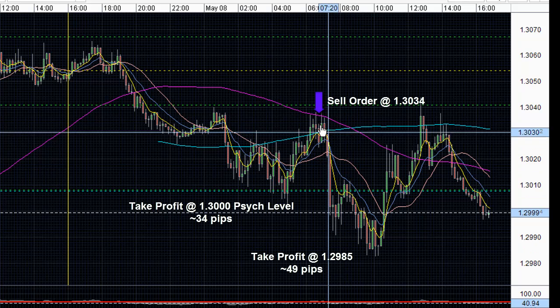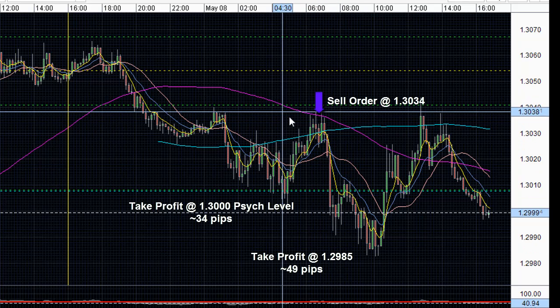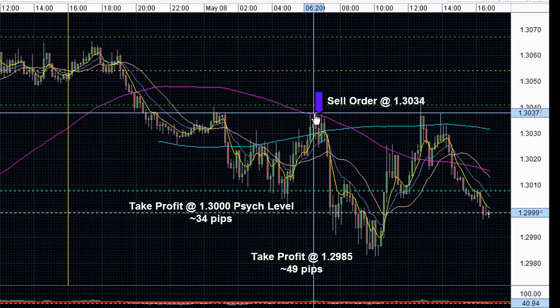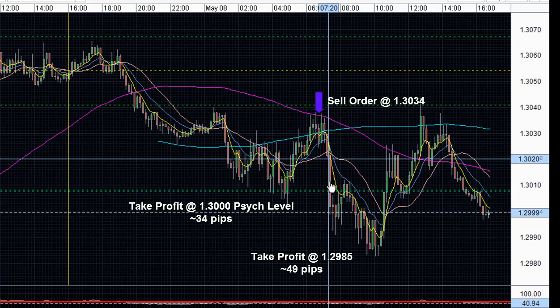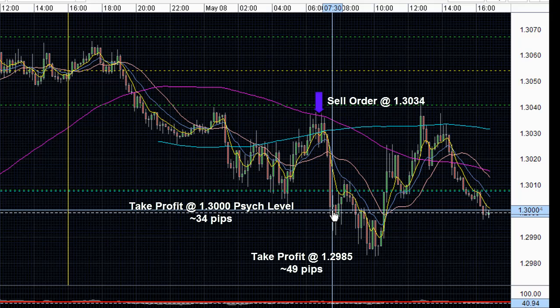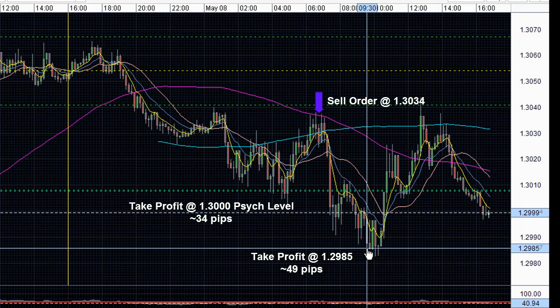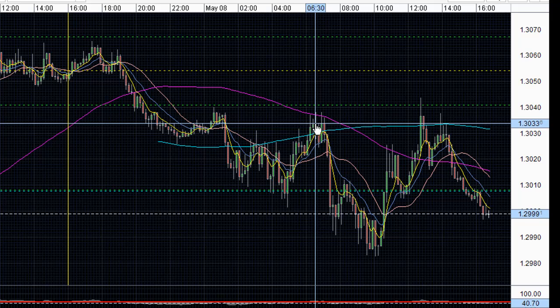So you can see how this one entry, identified based on confluence and on this being an area of resistance, could have produced two possible outcomes. Either you could have taken your profit at the 30.00 level for about 34 pips, or at the support at 29.85 for about 49 pips. So that was one trade entry you could have entered today to go short.